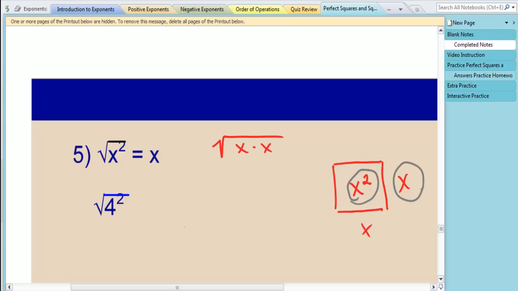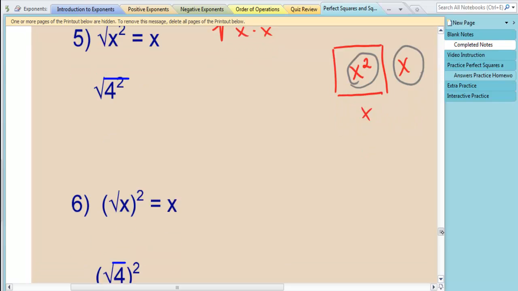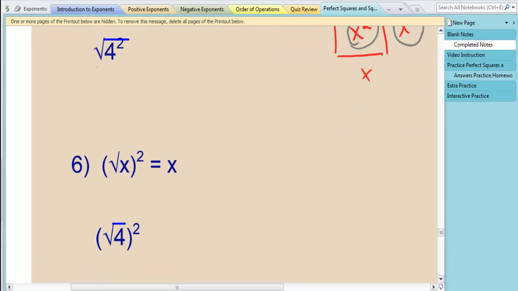Another way to remember it, and this is really the most important way, is that a square and a square root are inverse operations. They cancel each other out. So if you want to get rid of something squared, you take the square root of it, and it comes back to being just that base. So let's look at the square root of 4 squared as an example. The square root of 4 squared means the square root of 4 times 4.